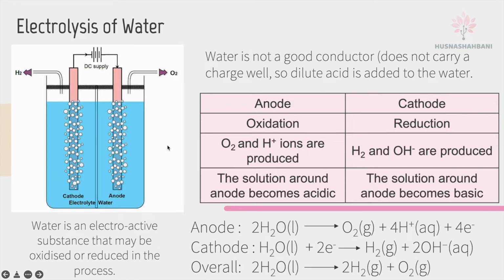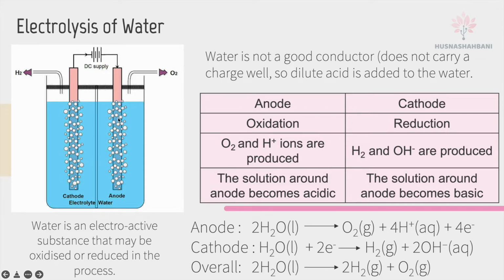In water, water is an electroactive substance that may be oxidized or reduced in the process. We know that in water we have OH- and H+. Water is not a good conductor, which means it does not carry a charge very well. So a bit of dilute acid is added to the water for the electrolysis of water.